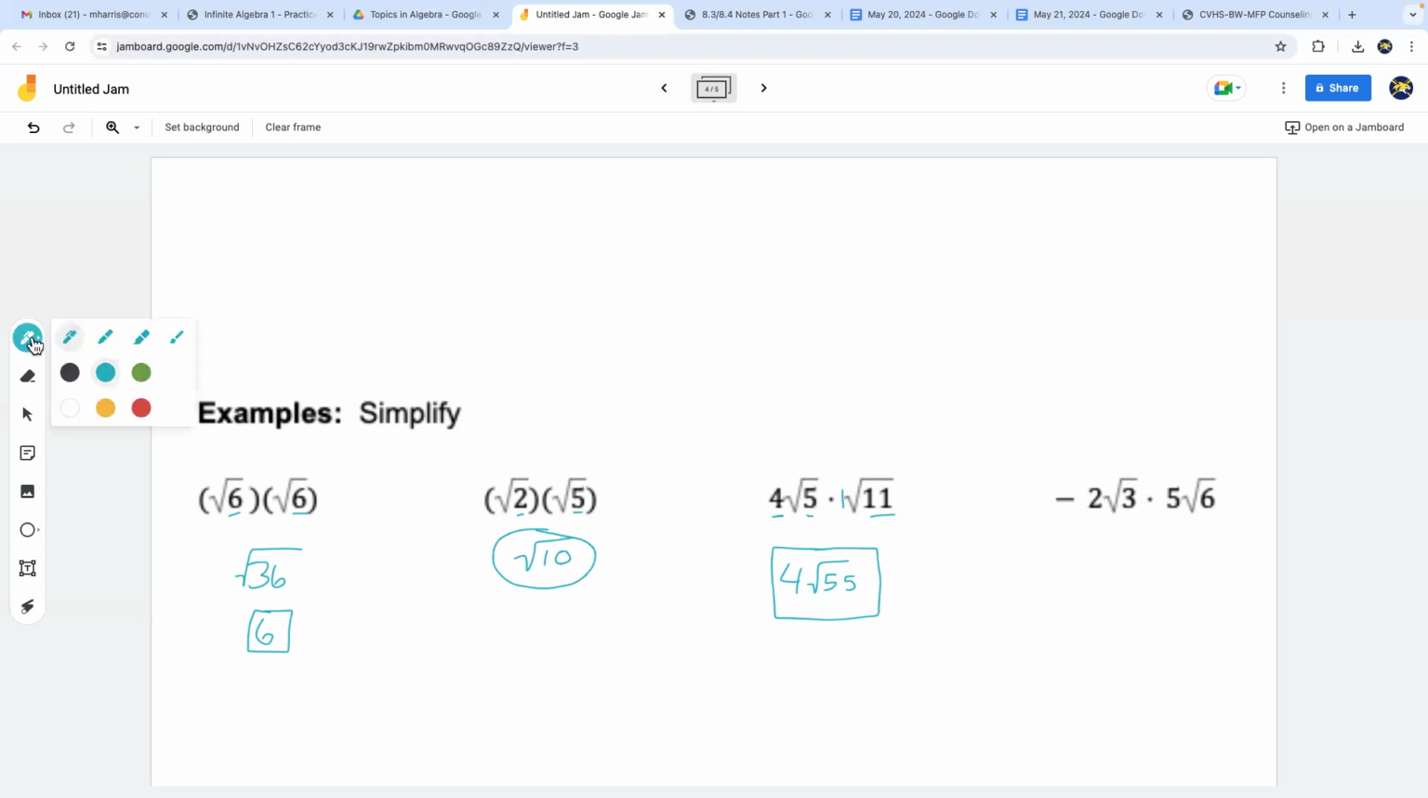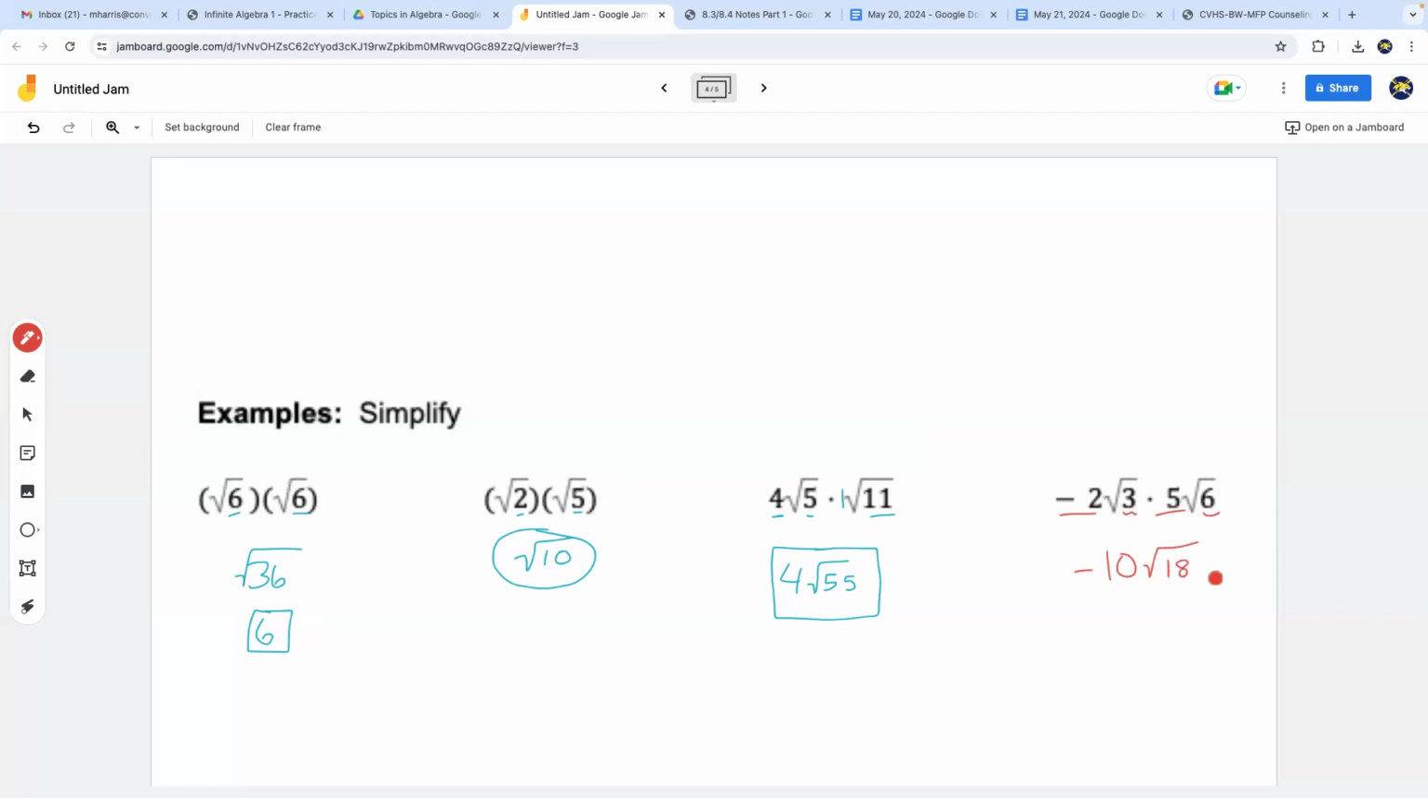And this last one, let's go red. We haven't used red in a while. All right. So we have negative 2 times 5. We multiply outside the radicals. Negative 2 times 5 is negative 10. And then under the radical, we have a 3 and a 6. So 3 times 6 is 18.